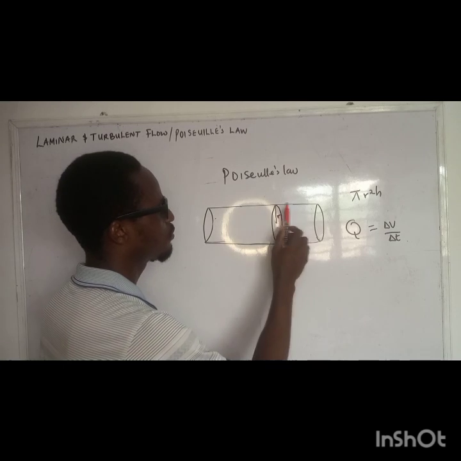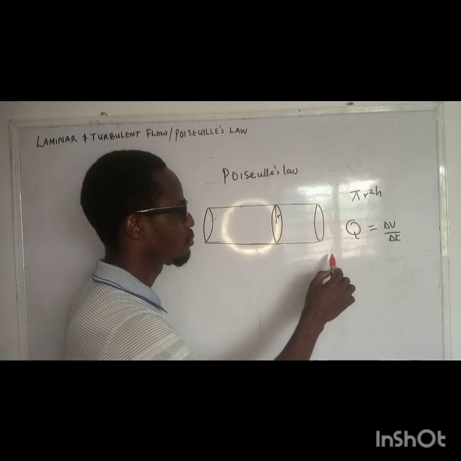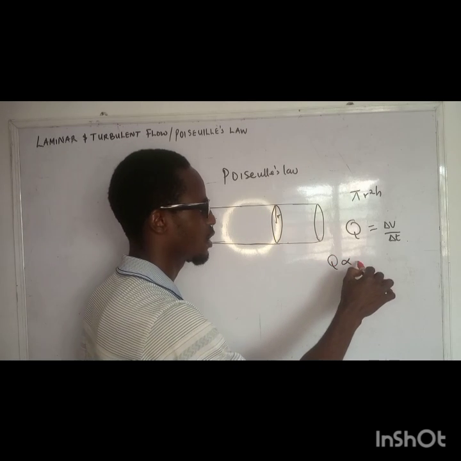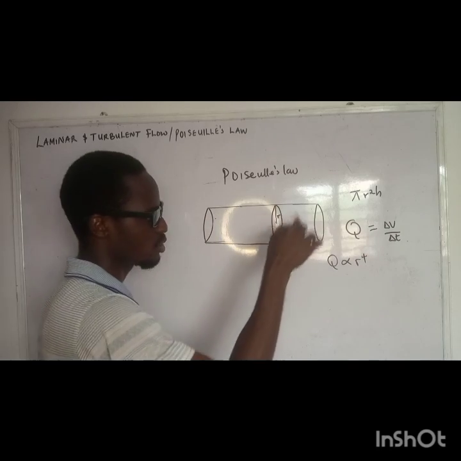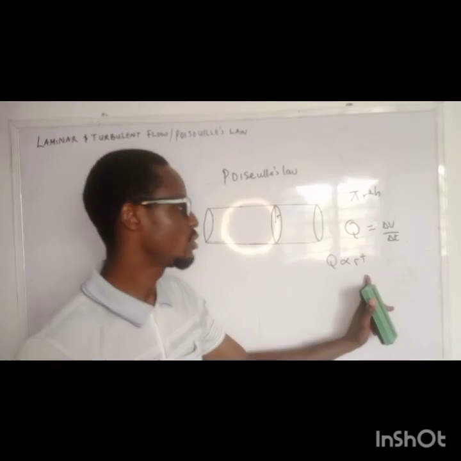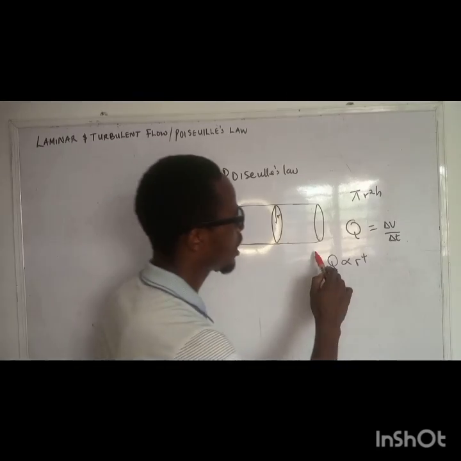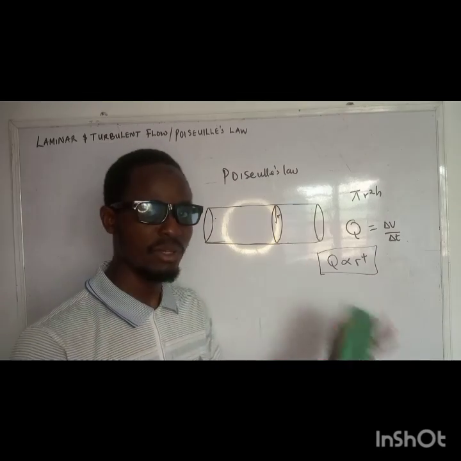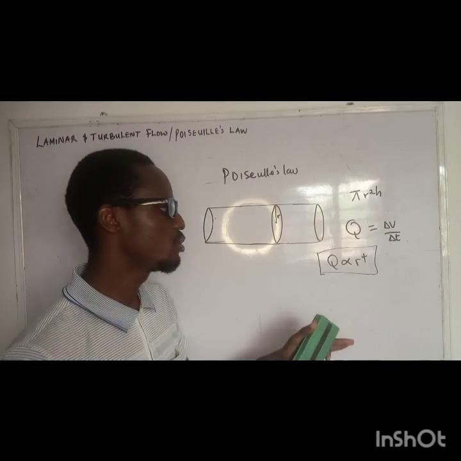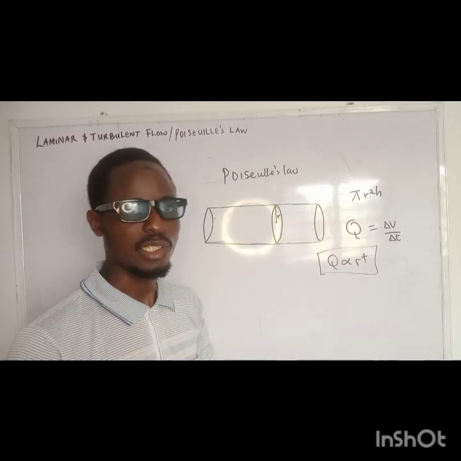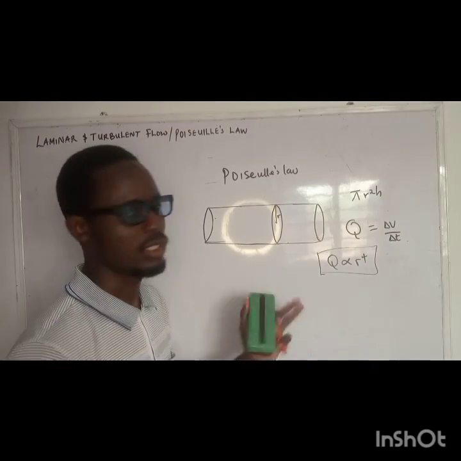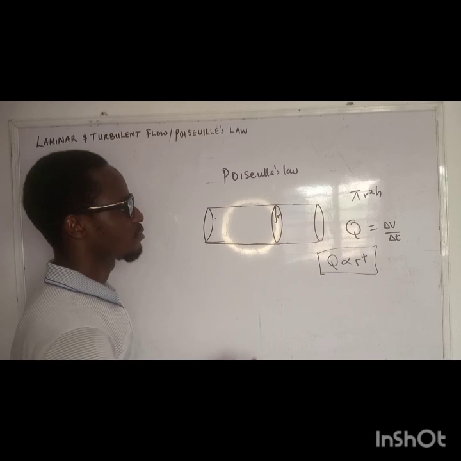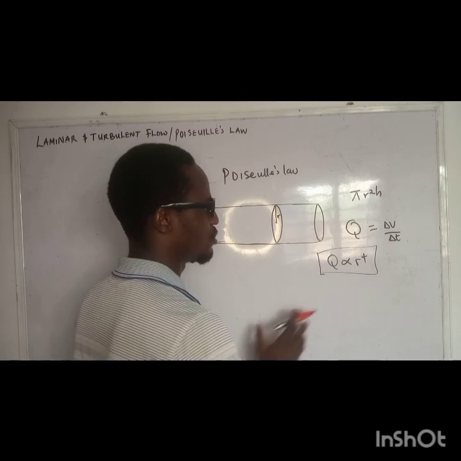So now the volumetric flow rate across this pipe is proportional, so Q is proportional to the fourth power of the radius. This is what Poiseuille's law is talking about. This law is only applicable to laminar flows, because for turbulent flow, you cannot apply this law, since it does not obey Poiseuille's law. Now, having this, we need to introduce a constant.